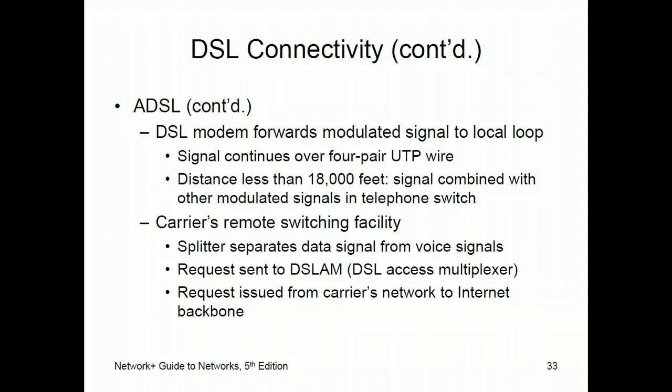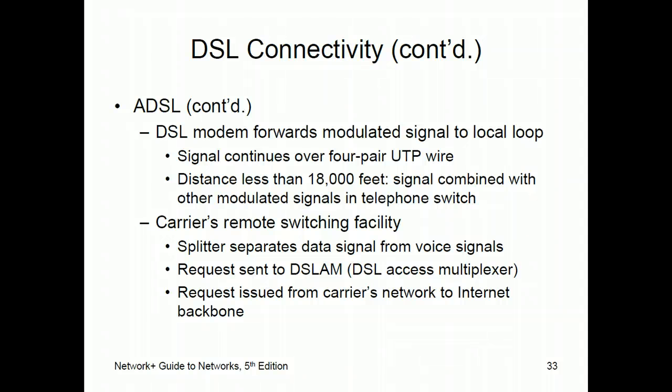ADSL DSL modems, what they do is they modulate the signal coming through a 4-pair UTP wire, untwisted pair wire. The distance is less than 18,000 feet. Signal combined with other modulating signals on a telephone switch. And what this is talking about is the drops in the area. And that fits well in residential, which is the most popular for DSL.